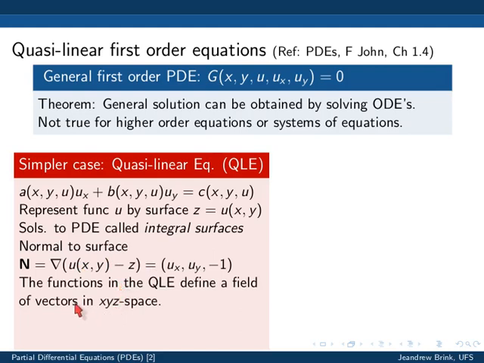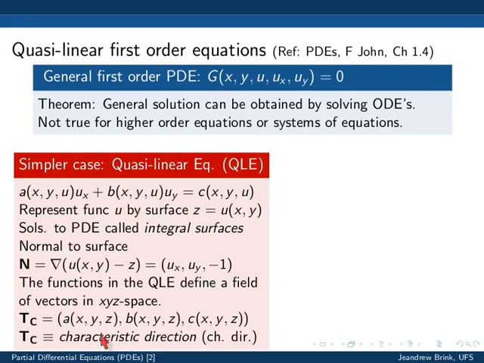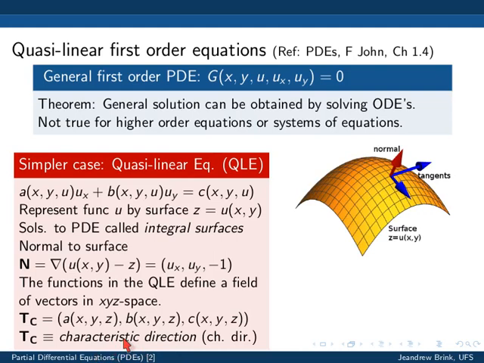The functions in your quasi-linear equation, namely A, B, and C, basically define a field of vectors in x, y, and z space. You go and replace u here with z, because that's what's true on your integral surface. You then have three functions in x, y, and z, and we combine those three functions into a vector, which we call T_c, simply the entries A, B, and C. The reason for doing that is that it allows us to get the geometric meaning of this equation. We call this T_c the characteristic direction of the quasi-linear equation.